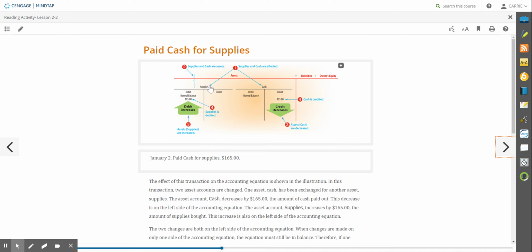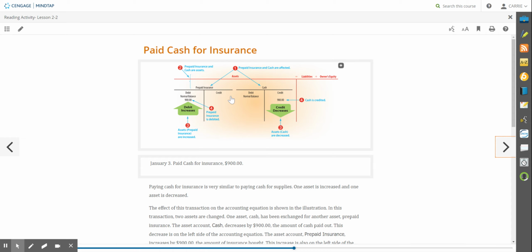Okay, we paid cash for supplies. So the two accounts that are affected are supplies and cash. Supplies are increasing with a debit for $165, and cash is decreasing with a credit for $165. We have a debit, we have a credit, and they are equal.